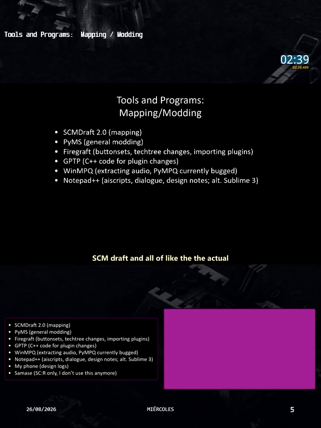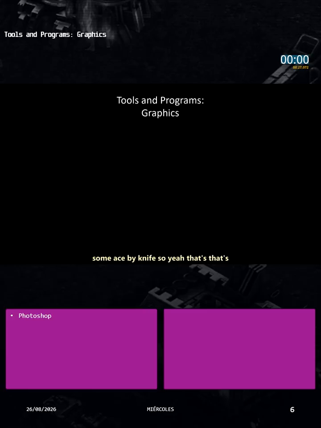I would say the SEM draft and all of like the actual Brood War specific modding stuff, that's all pretty good to use. And I use my phone to record design logs and to listen to design logs as well, and also sometimes to take notes if I'm away from my computer for whatever reason. And I use Sumace, but I don't really anymore because I don't make Brood War, or rather remastered content anymore. I only make content on 161. But if I were to need to make StarCraft remastered content, I would use Sumace.